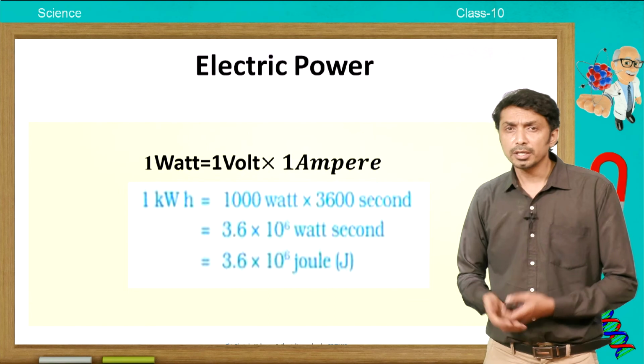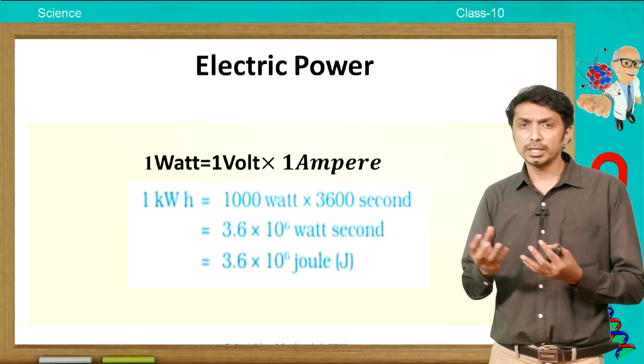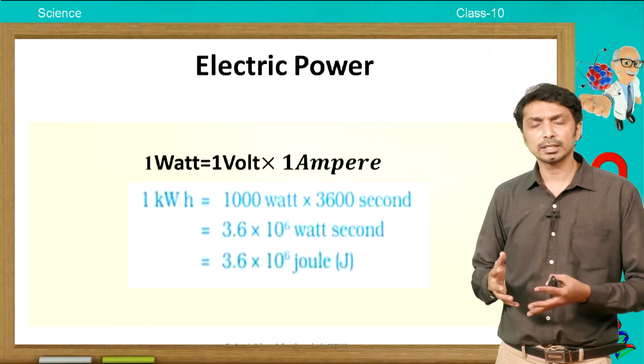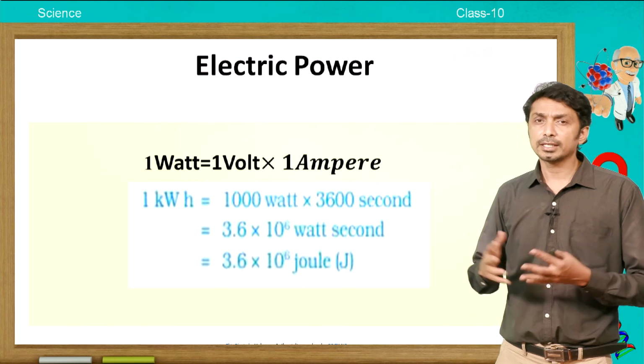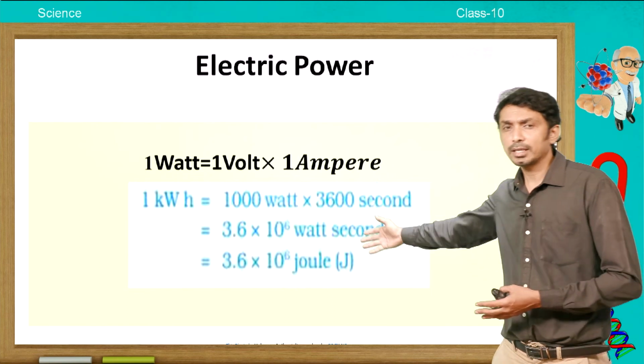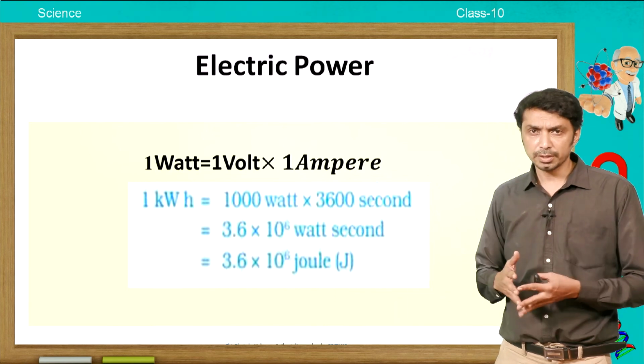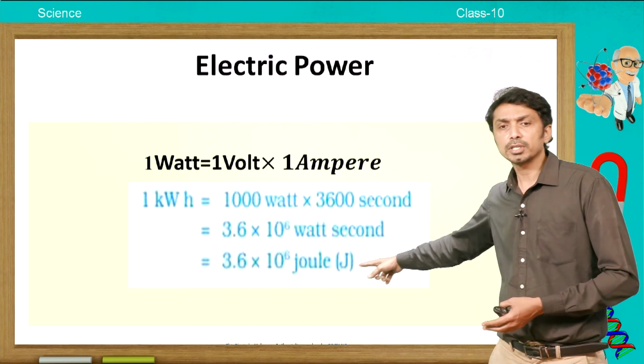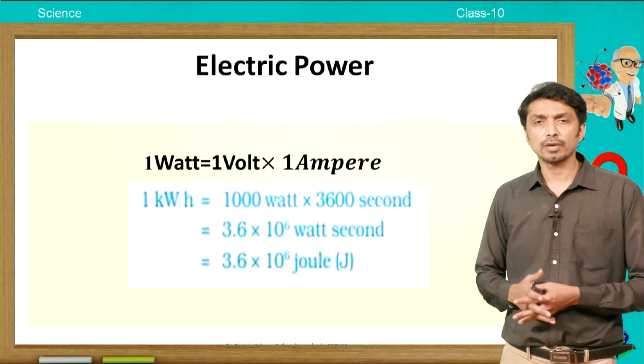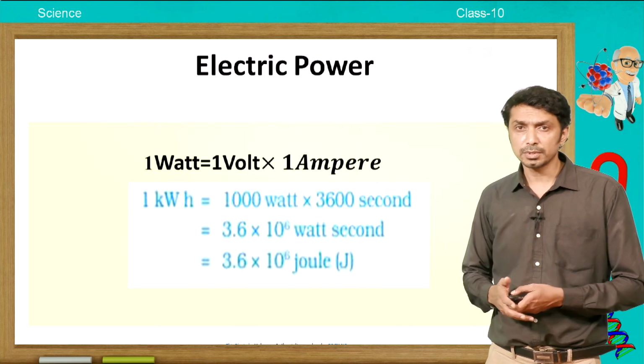This unit is what we call the unit for domestic electrical use. In electrical billing, this kWh or kilowatt hour is what we call a unit. 1 unit means 3.6 into 10 to the power of 6 joules of electrical energy is used.